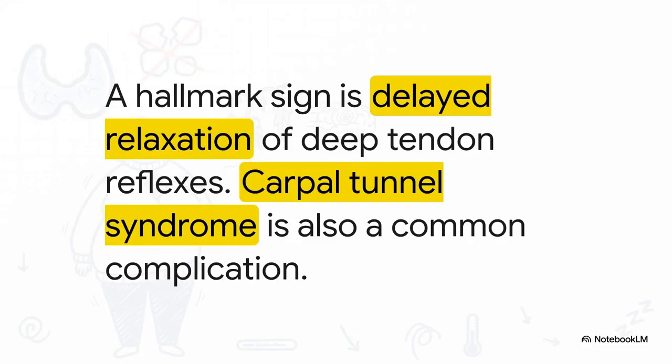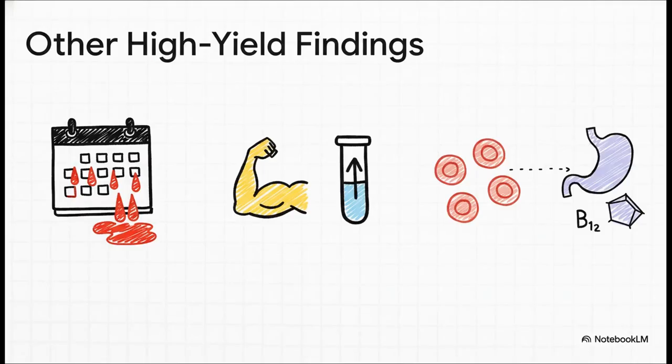Now for the neuro exam. There is one classic can't-miss physical finding. It's the delayed relaxation of the deep tendon reflexes. We call it Woltman sign. You tap the knee, the leg kicks out, but then it just seems to hang there for a second before it slowly comes back down. It's a total hallmark. Oh, and also, remember that carpal tunnel syndrome is really common, probably from GAGs getting deposited in the wrist.